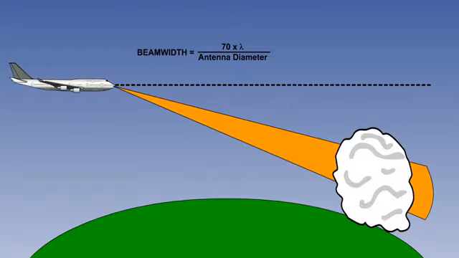The pencil beam has a width of between 3 degrees and 5 degrees, and the exact width can be calculated using the formula 70 times wavelength divided by the diameter of the antenna. So, given a wavelength of 3 centimeters and an antenna diameter of 45 centimeters, the beam width is 4.7 degrees.